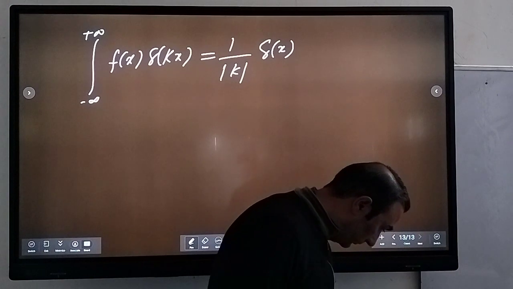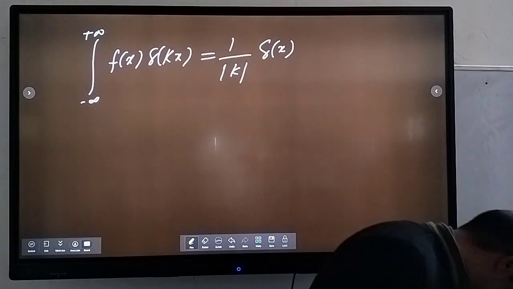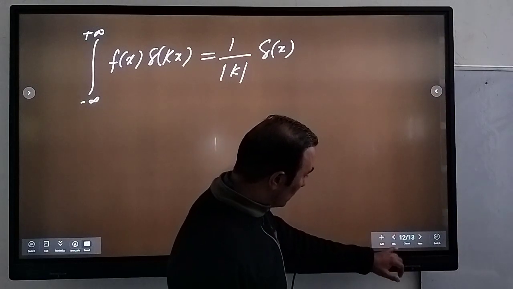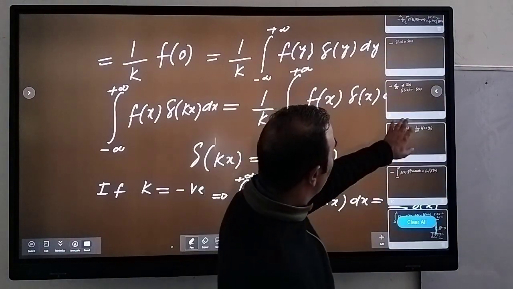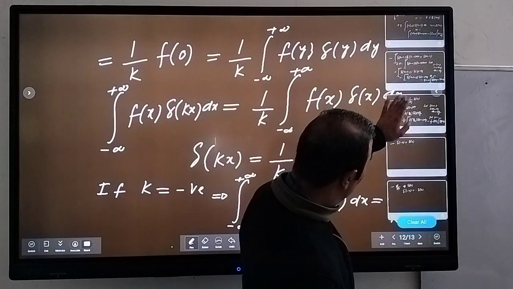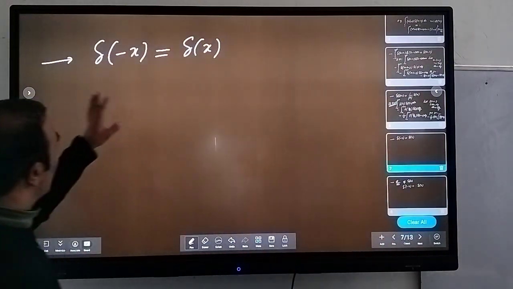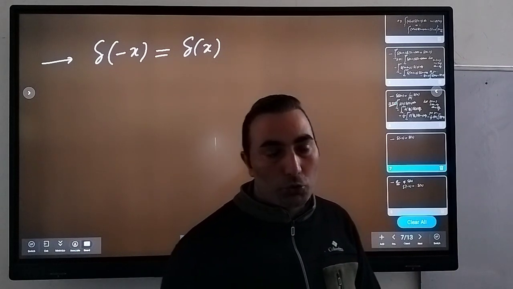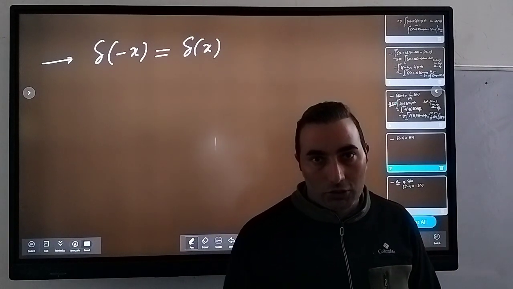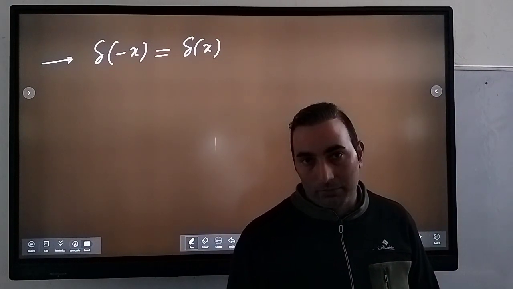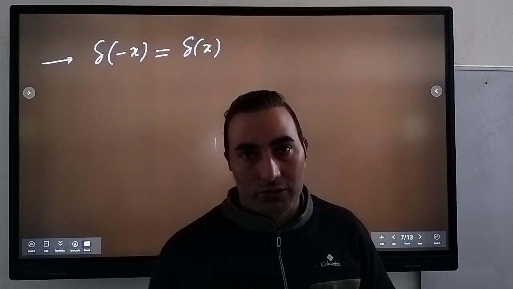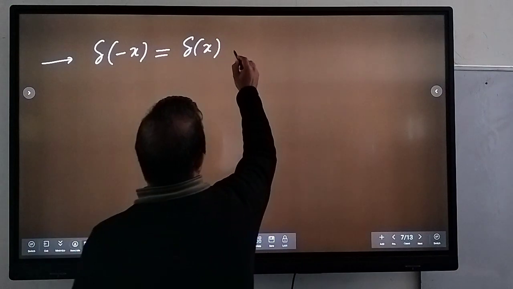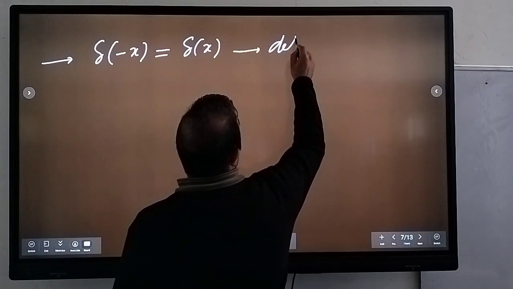Now there is one more property. Another property is that our delta function is an even function. So that means if you shift x to minus x, the delta function remains the same, right? So there is no change, right? So it's an even function. So delta function is an even function.